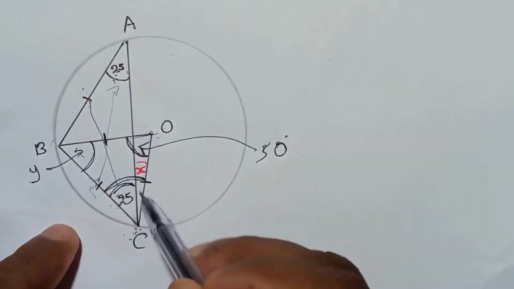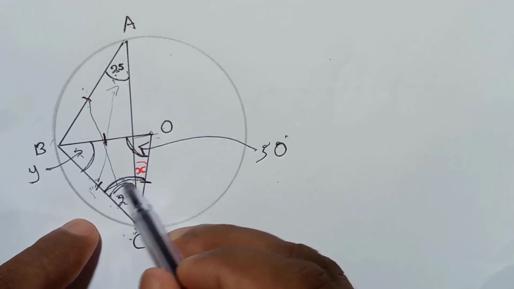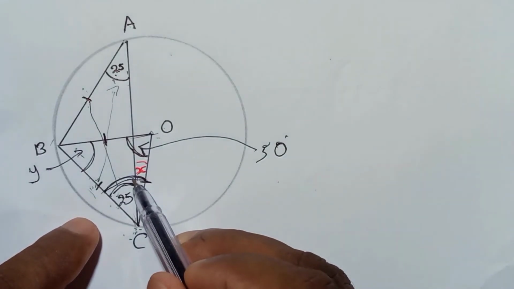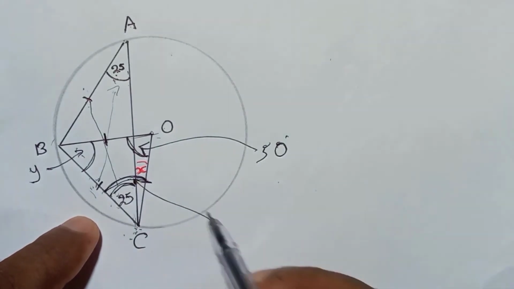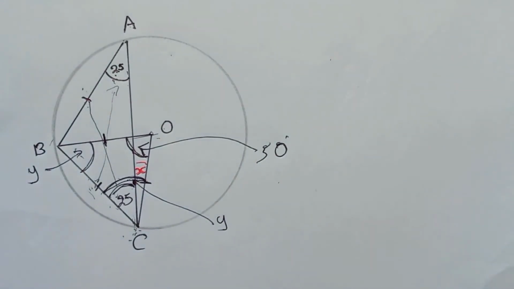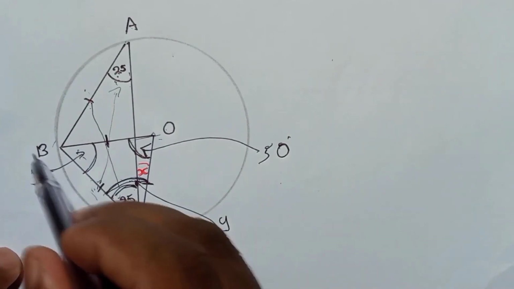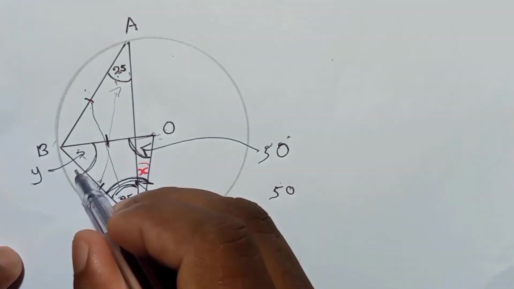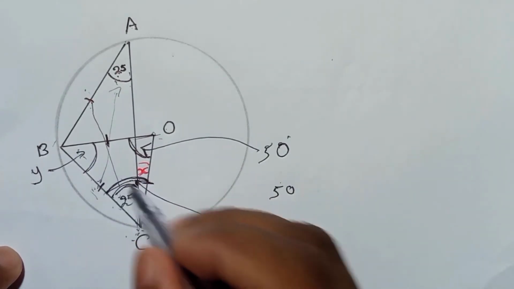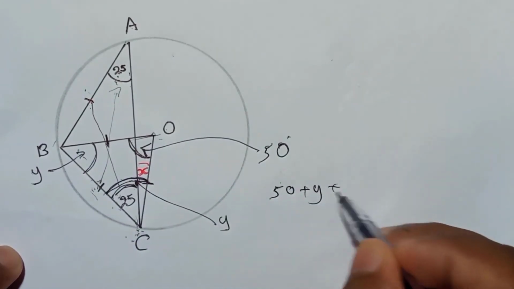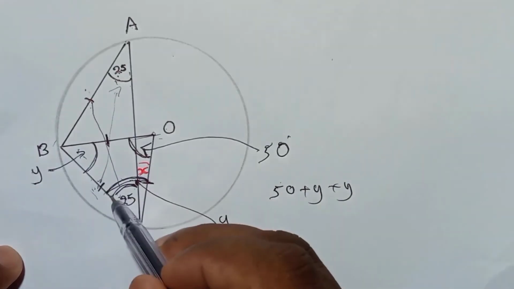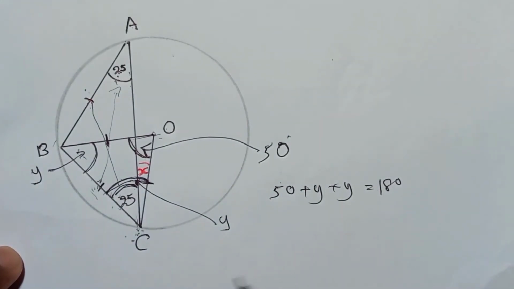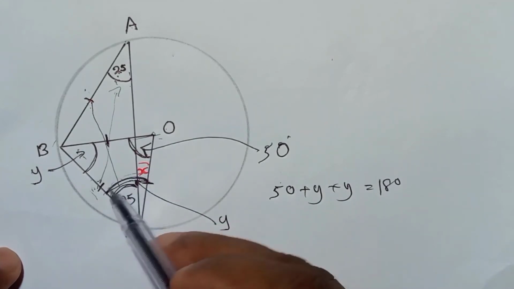So now if I call this angle y, this one from here to here must also be y. So I will name it y. Now you can find how much y is. This angle 50 plus this angle plus this angle, y plus y, should be 180. From this you can get y.